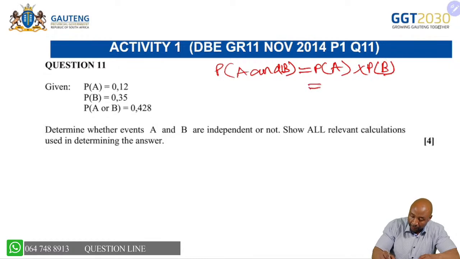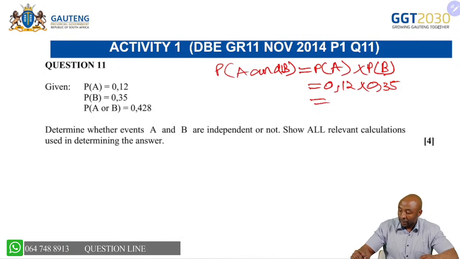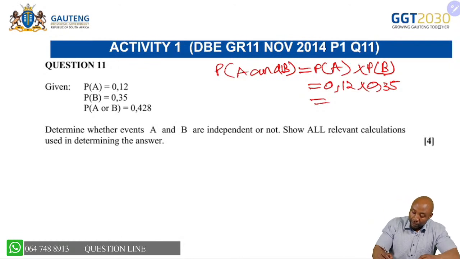Let's check. So this will give us 0.12 multiplied by 0.35. We get our solution. 0.12 times 0.35, and this will give us 0.042.